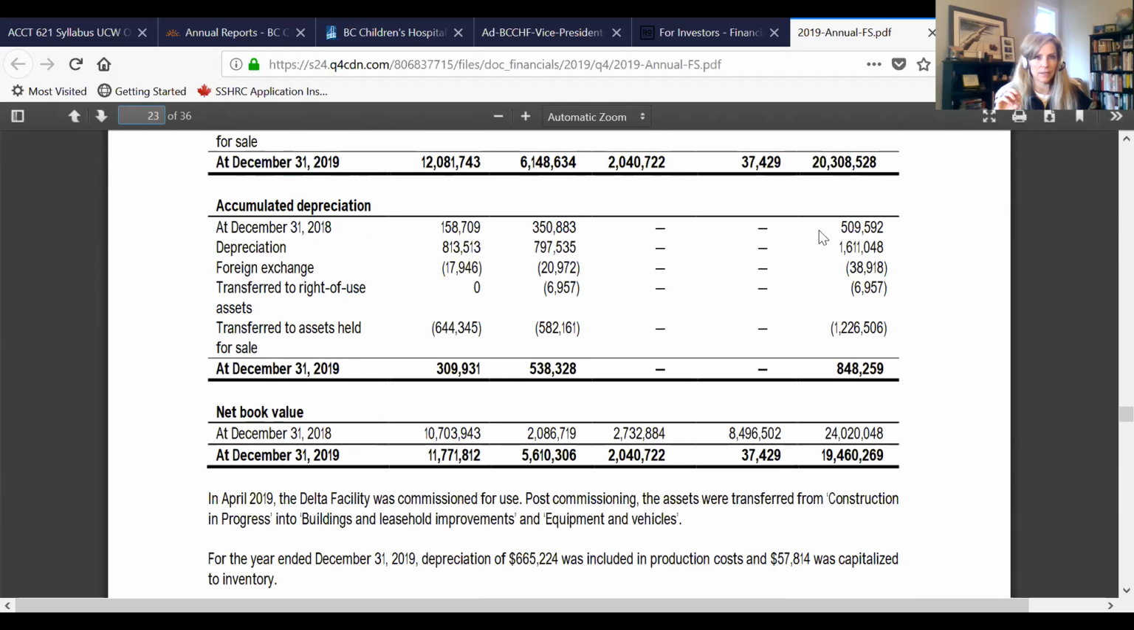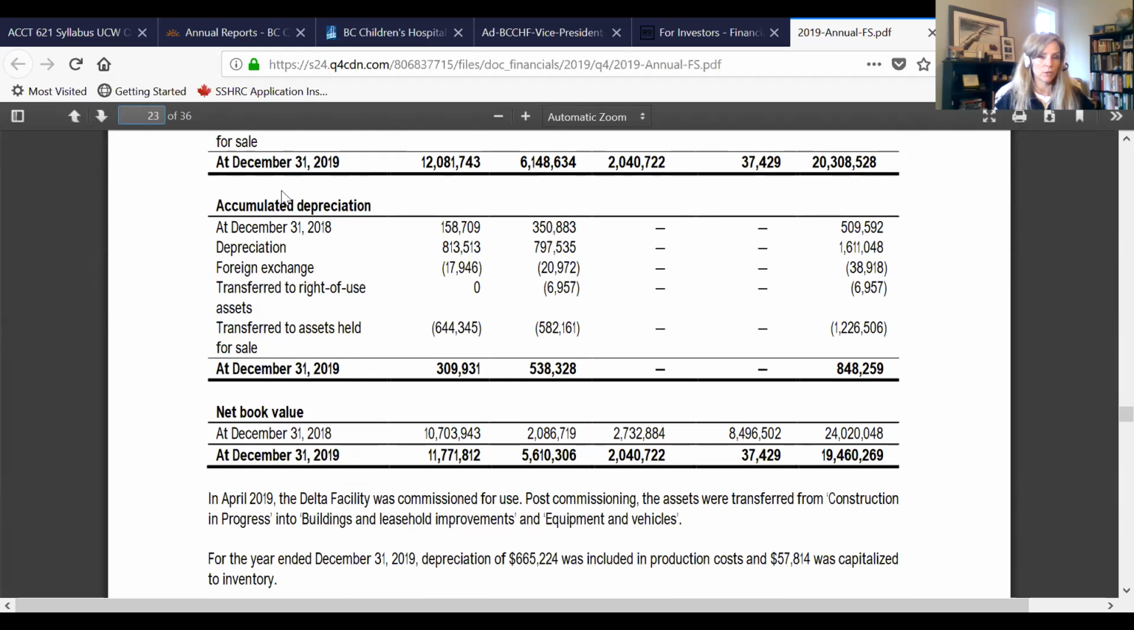It's actually net book value that you're seeing. So you'll see the total cost of the asset less this accumulated depreciation. And this accumulated depreciation is kind of like a holding tank. It basically accumulates all the depreciation you've taken over the years.